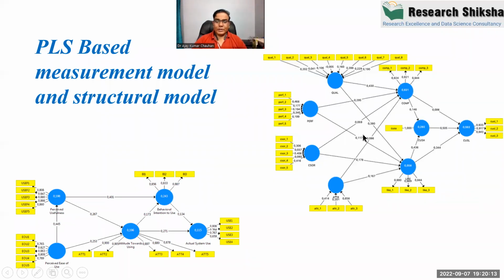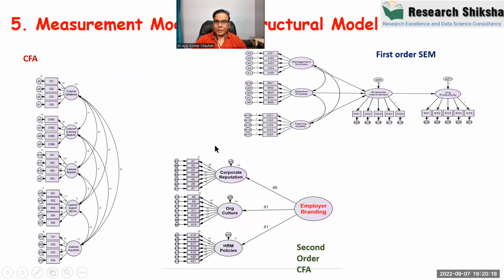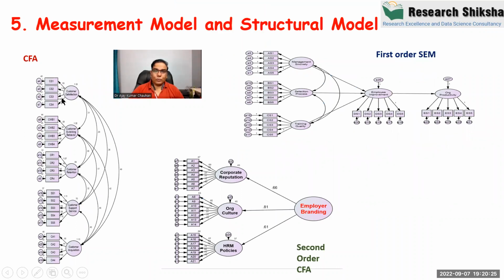But the difference is that if you go to MOS, all the constructs are reflective in nature. You can see that the arrow always emerges from the construct and goes to the item. The direction of the arrow comes from the construct and joins the items. So this is one of the mandatory requirements of MOS, that you can use only reflective constructs. You cannot use any formative construct.